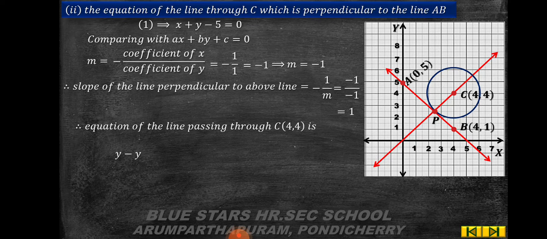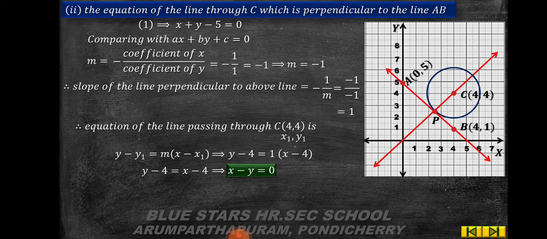Therefore, the equation of the line passing through the point C (4, 4) is y minus y1 is equal to m into x minus x1. So you know the values of x1 and y1 and also the slope. Substitute the values in the formula. y minus 4 is equal to 1 into x minus 4. So y minus 4 is equal to x minus 4. The equation is x minus y is equal to 0, because minus 4 and plus 4 will become 0. This is your equation number 2.